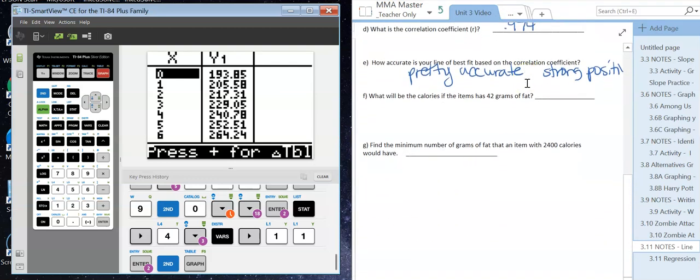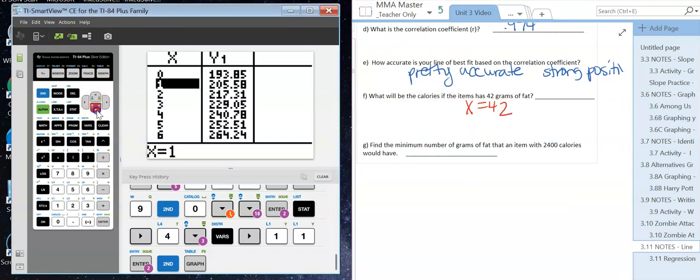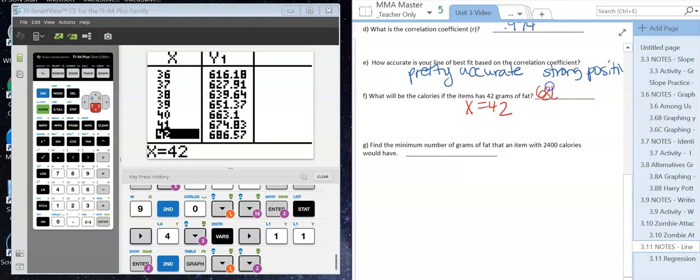So we are looking for, on this problem, where X equals 42. We're looking for where X equals 42. So literally scroll down to where X equals 42. I can scroll to 42 pretty quick. It's not going to take too long. Okay. And where X equals 42, there are 686.57 calories. Okay. So that's how many calories.